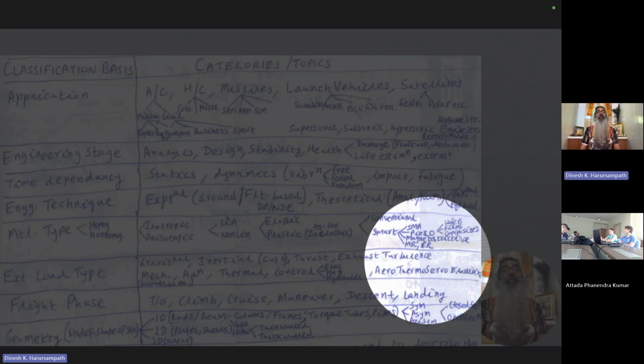So in fact, aerothermo-servo elasticity is a topic that has been discussed and studied and researched for a long period of time, and has much more practical relevance than aeroelasticity alone, or thermoelasticity alone, or servoelasticity alone, or elasticity alone, which is what we will do in this course.